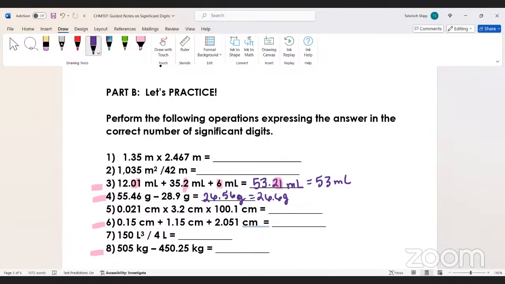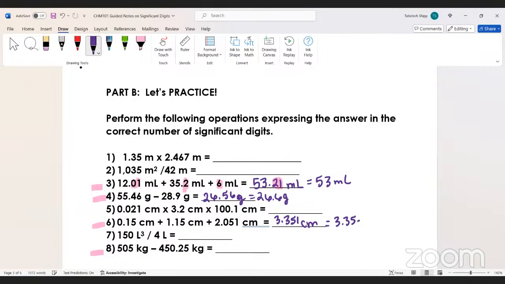Let's look at number 6. We've got 0.15 plus 1.15 plus 2.051. Again, our calculator gives us 3.351 centimeters. But if we go by our significant digits rule, what should the final answer be? 3.351 or something else? Correct, Precious. Very good. 3.35 is the correct answer.